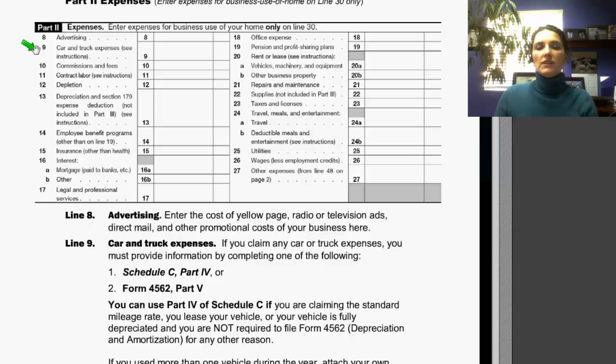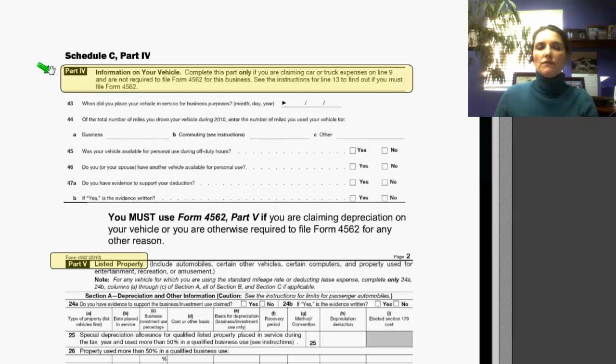You can use Part 4 of Schedule C if you are claiming the standard mileage rate, you lease your vehicle or your vehicle is fully depreciated, and you are not required to file Form 4562 for any other reason. If you used more than one vehicle during the year, attach your own schedule with information requested in Schedule C, Part 4 for the additional vehicles. And here is an illustration of Part 4 of Schedule C, where you can enter information on your vehicle.